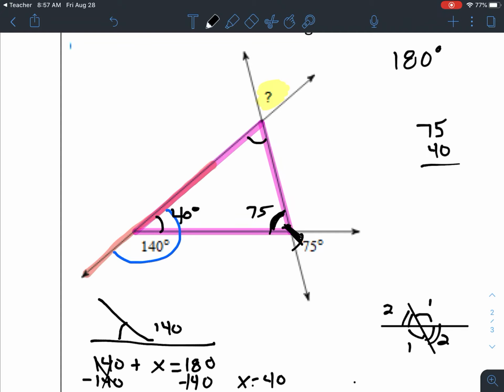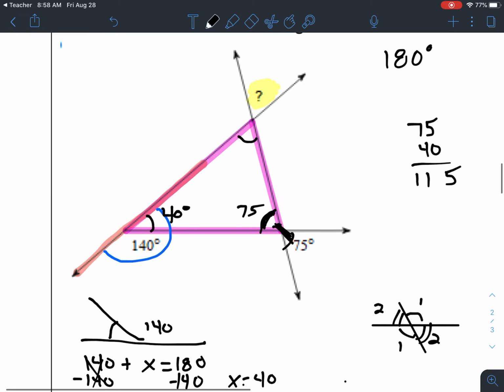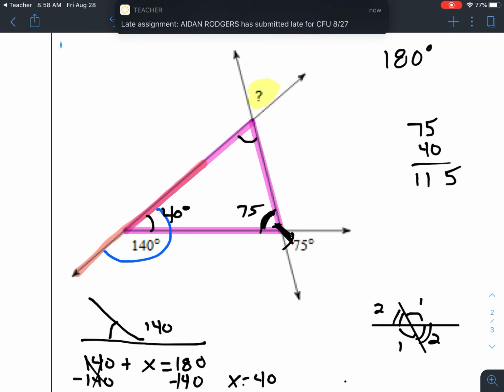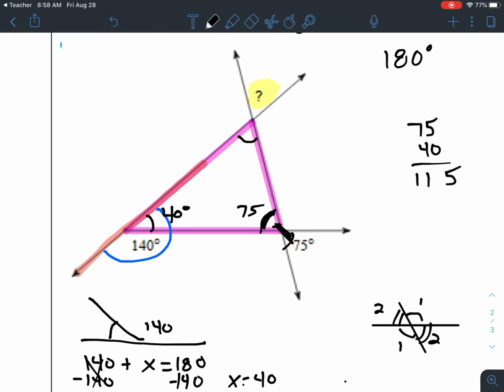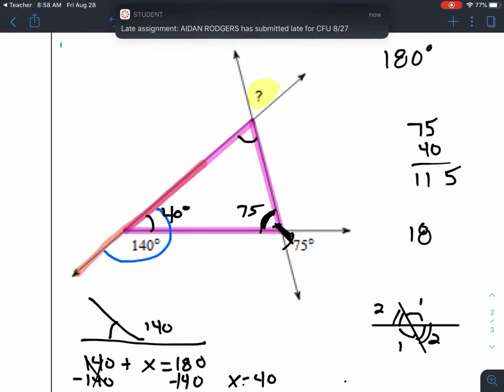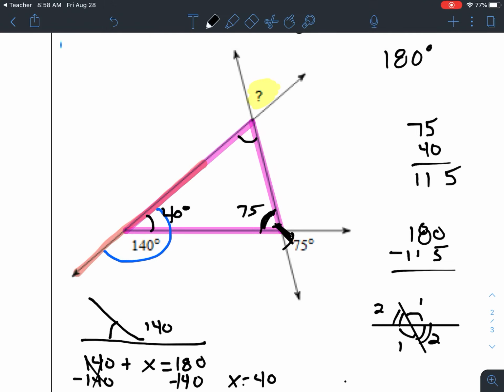75 plus 40. We add these together. We have a 5. 7 plus 4 ends up giving us 115 overall. Now, we have to figure out what this angle is. As I said, all interior angles have to add up to 180 degrees in a triangle. So, to do this, now we have to take 180 minus 115 to find that missing angle.